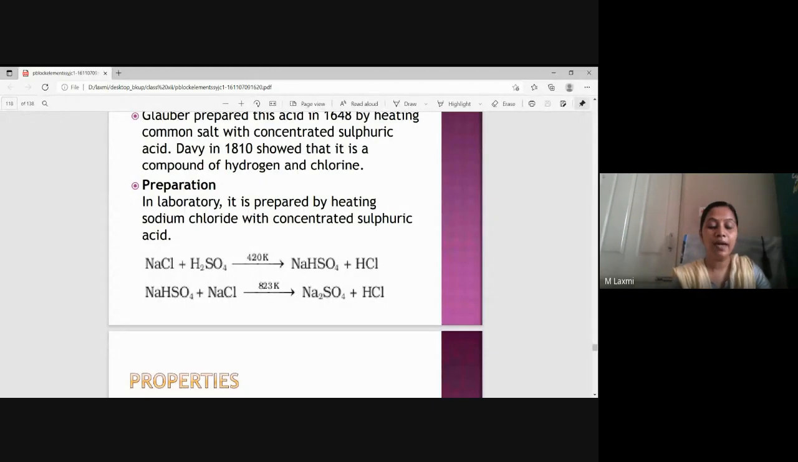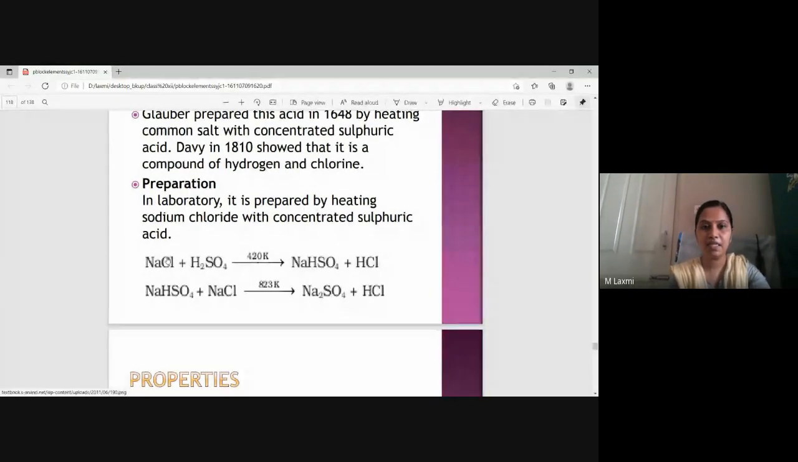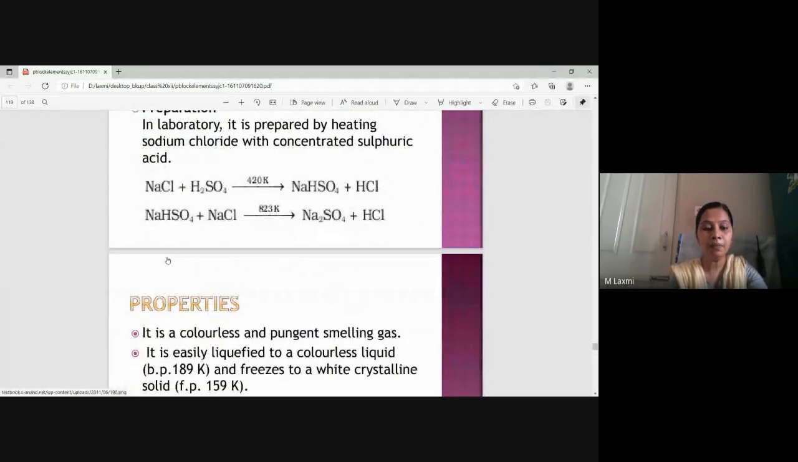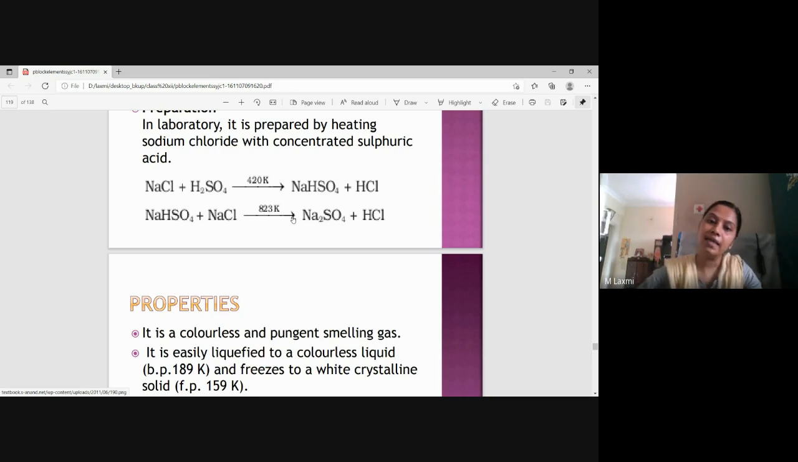Yes, ma'am. So under group 17, we are just seeing the preparation of HCl by the scientist Glauber. We are seeing the laboratory preparation. By heating common salt with sulfuric acid at 420 Kelvin, you will be getting sodium bisulfate as well as HCl. This reaction can be further proceeded with sodium bisulfate along with another molecule of sodium chloride at a temperature of 823 Kelvin, resulting in disodium sulfate as well as HCl. So this is the laboratory preparation of hydrochloric acid.